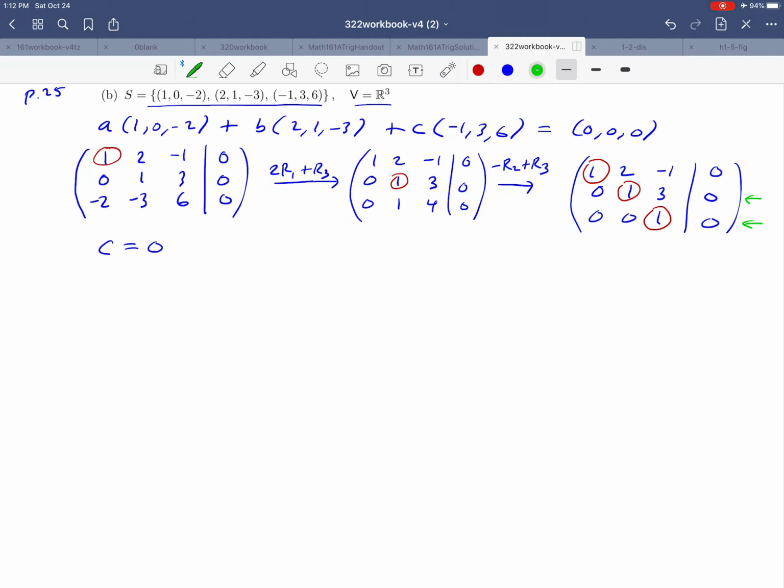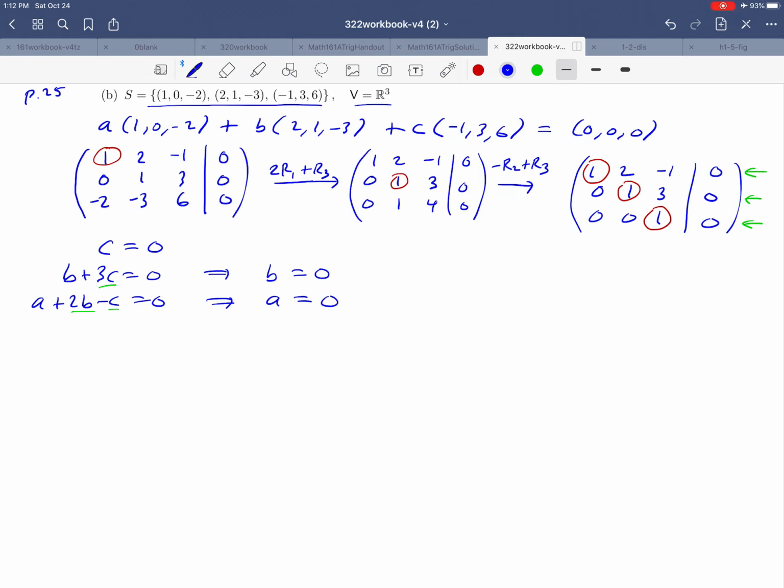Then we could move up to the second equation. If we write that out, it looks like B plus 3C equals 0. But if C is 0, that means that B is going to have to be 0, because this 3C just disappears. And then finally, we go back up to the very first equation. If we write that out, it looks like A plus 2B minus C equals 0. But we now know that B and C are both equal to 0. So those two terms are going to disappear, and we're going to get A equals 0.